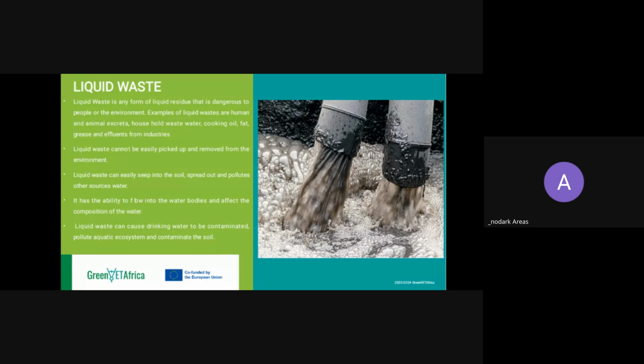Like I said, it has the ability to flow into water bodies and affect the composition of water. Not only water, it can seep into the soil and pollute other sources. So it can cause drinking water also to be contaminated. So those are some of the reasons why it is very important to manage our waste, especially liquid waste.